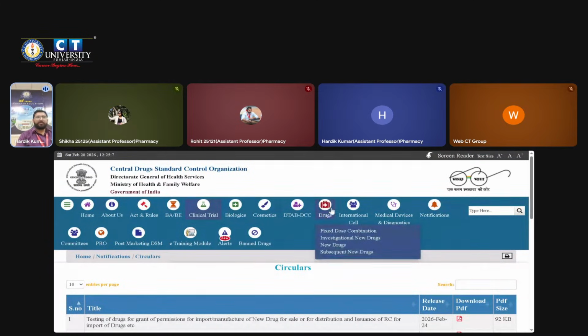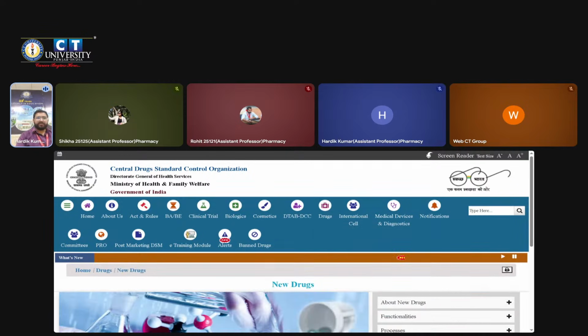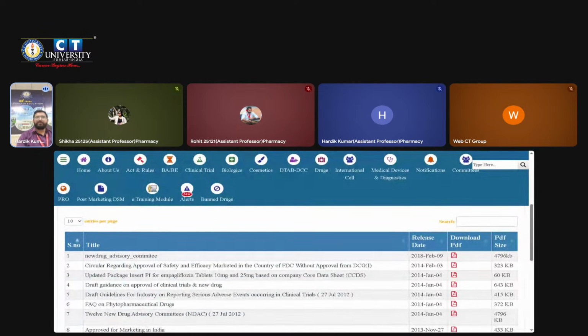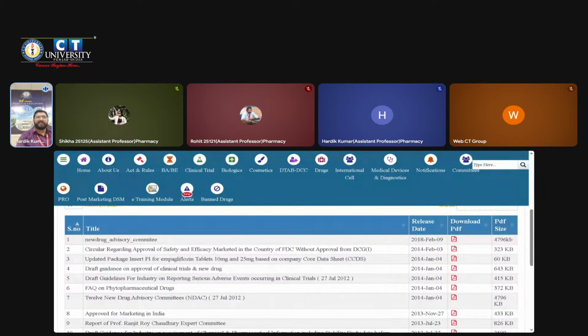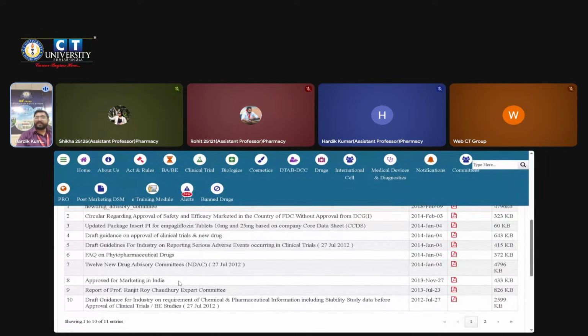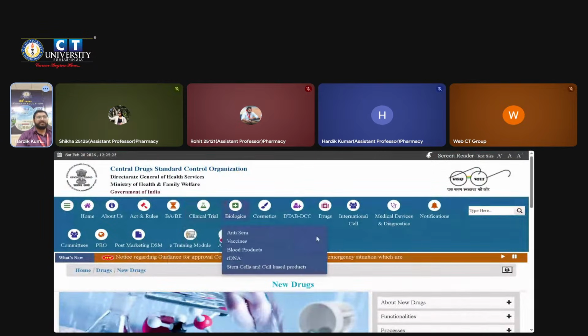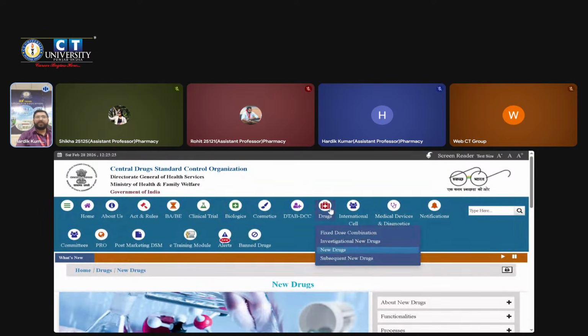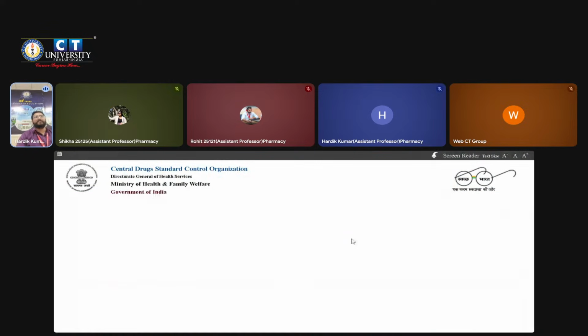If we want to know about the drugs, the fixed combination of drugs, or the new drugs coming in the market, just go through the website, click on drugs, and you will get the information here: what the committee is, what type of circulars they are sending, and what is approved for marketing in India. If we want to know about the alerts, basically we are checking the new drug combinations, new drugs, and fixed dose combinations, and the alerts coming again and again on this website.